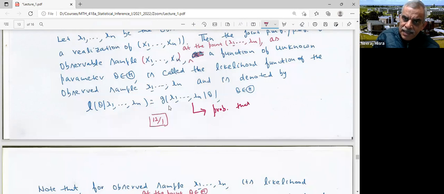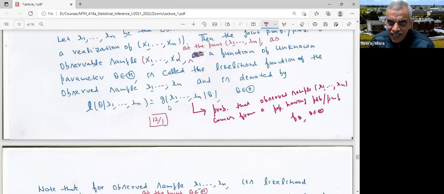This in a certain sense denotes the probability that the observed sample x1, ..., xn comes from a population having PDF or PMF f theta.